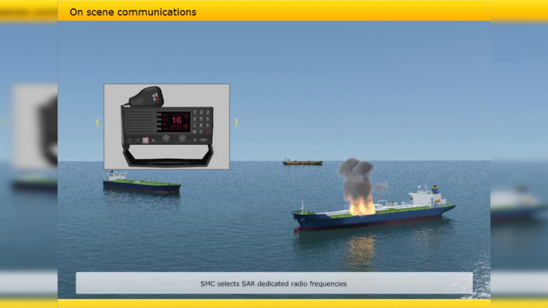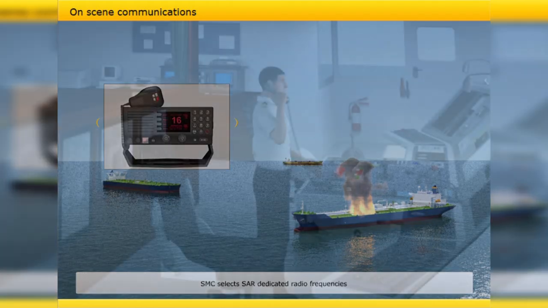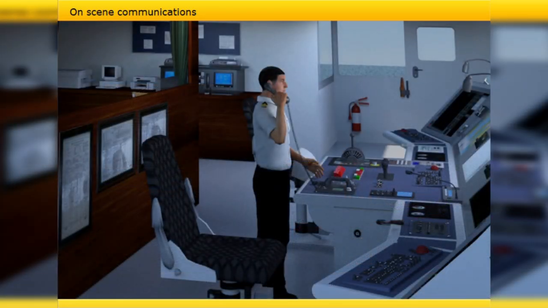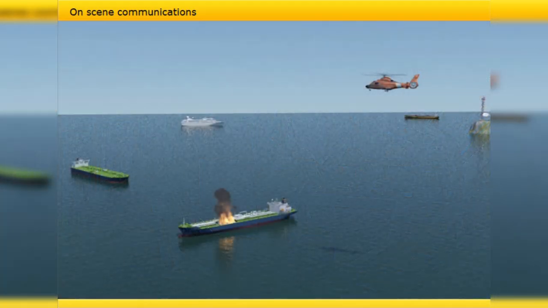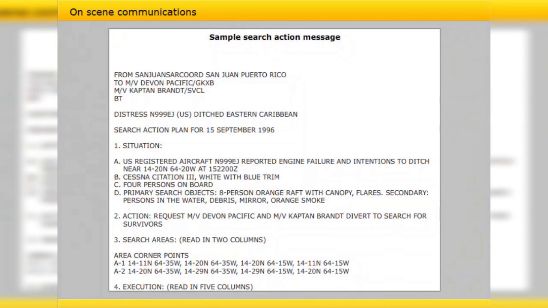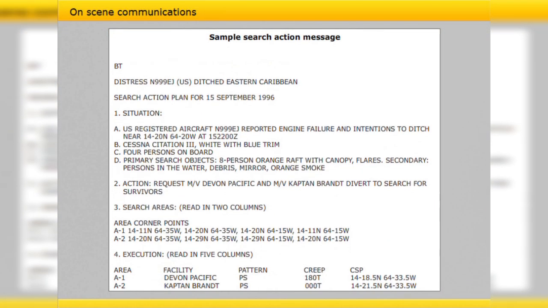The Search and Rescue Mission Coordinator usually selects dedicated search and rescue radio frequencies for use on scene and informs all relevant parties via the Search Action Plan. When only a small number of units are involved, communications may be kept on one coordinating frequency. In a more complex situation, with many units responding, communications should be divided to avoid congestion. Take a look at the communication structure suggested by IAMSAR.